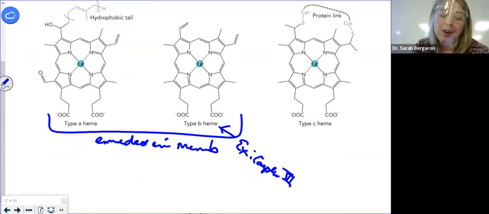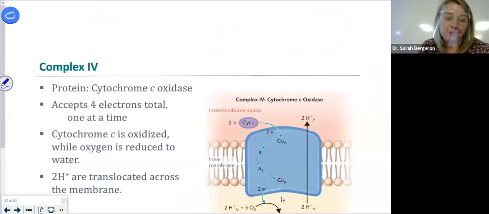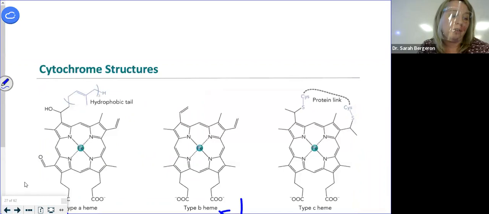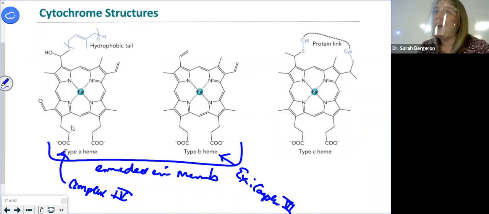What other complex did you find it in? Did you look? Anybody? It's in other complexes. Type A is also in one of the complexes, but this one, if we go forward, right, and we look at complex 4, we can see some of the A-type hemes inside of complex 4. So these are membrane bound. They're stuck inside of the membrane.